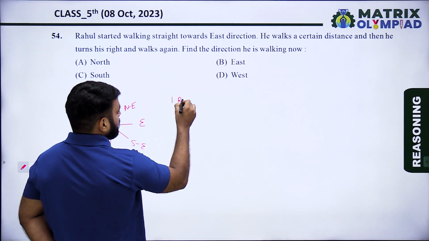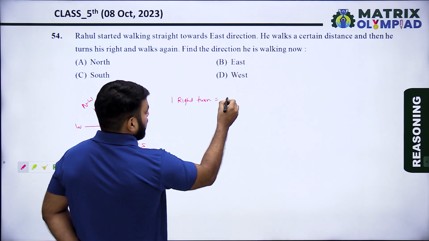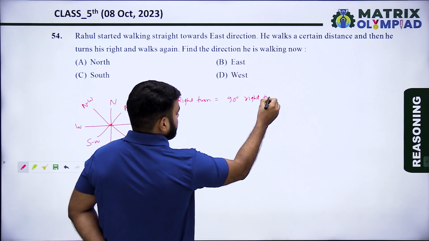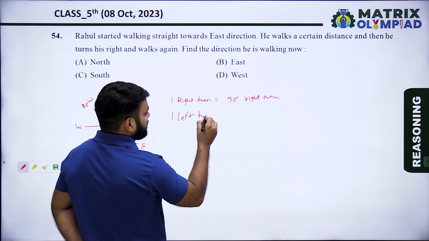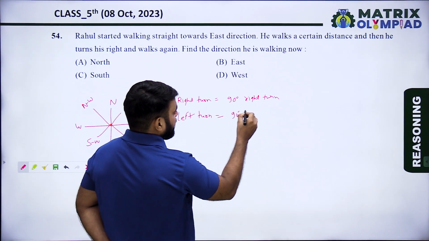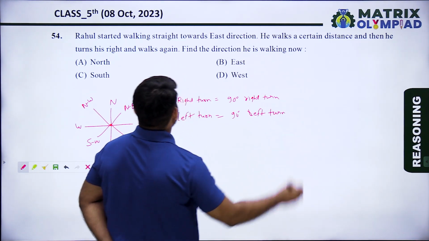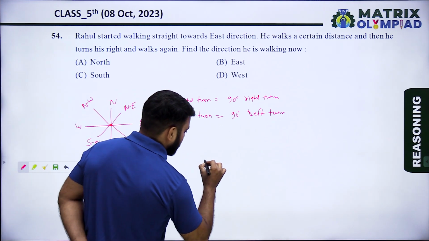One right turn means a 90-degree right turn. One left turn means a 90-degree left turn. Rahul started walking straight toward the east direction.